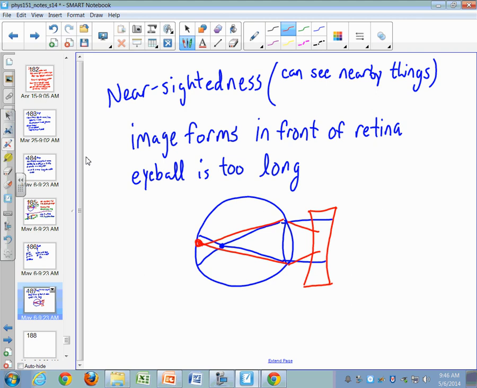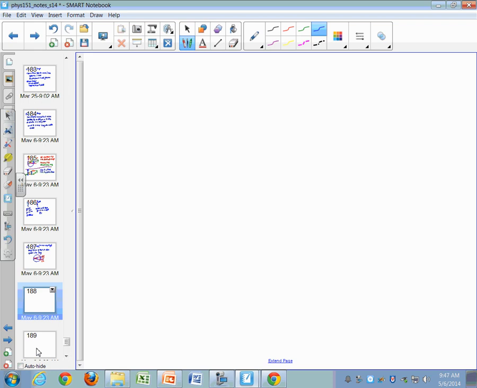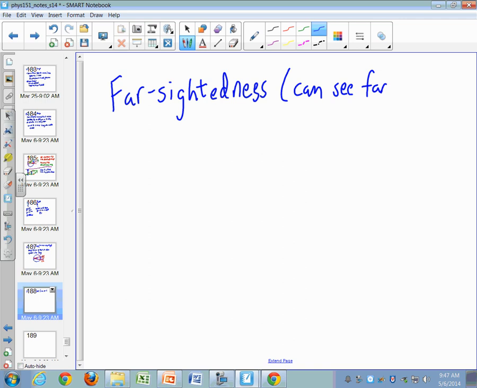This is also called myopia. You don't need to know that, but y'all probably do know this regardless. All right, let's look at farsightedness, which is also called hyperopia. Farsightedness means that you can see far away things, or that you can't see nearby things.